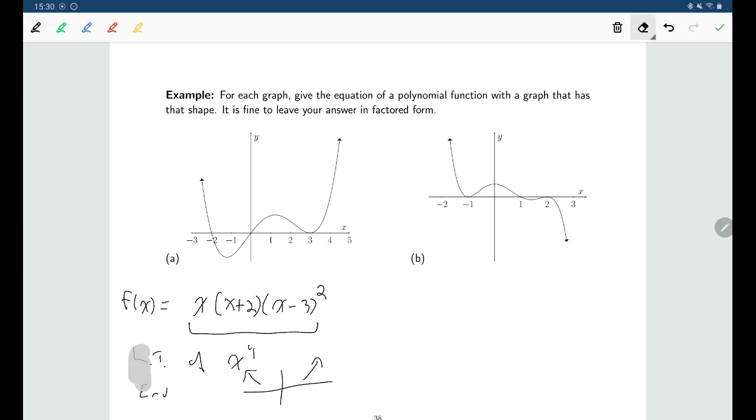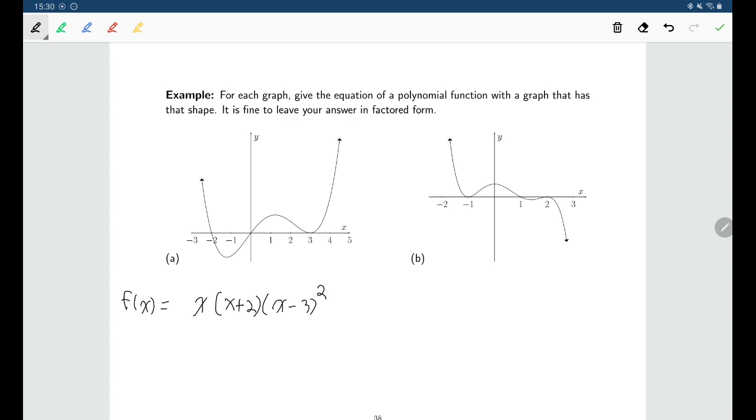So I can feel happy with what I've got, because it does have the same end behavior as the given function, and it also has the same x-intercepts as the given function, and it also has the same behavior as the given function.